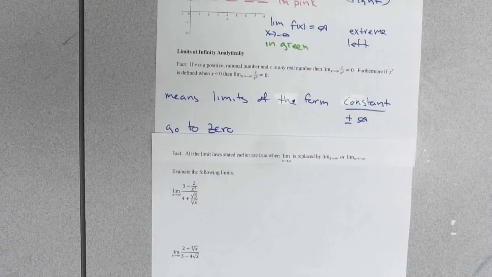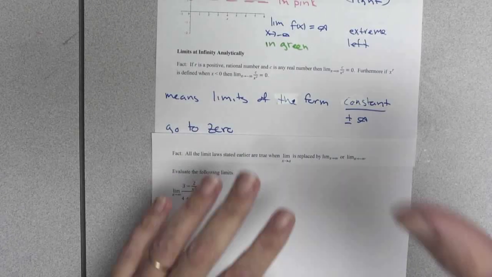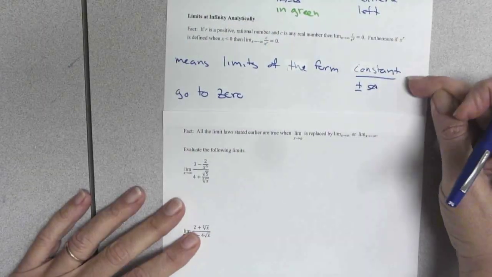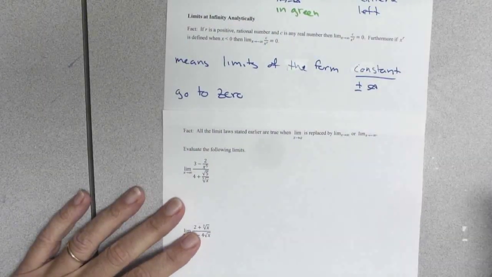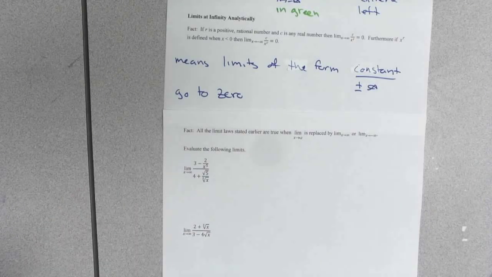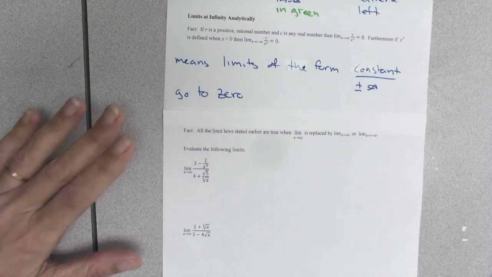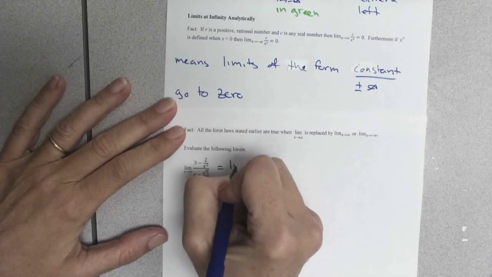Fact: all the limit laws stated earlier are true when the limit as x approaches a is replaced by the limit as x approaches infinity or the limit as x approaches negative infinity. So all of our limit laws that we had before are still true, meaning that I can do this. Because basically I have a new form right now, that the form constant over infinity or negative infinity goes to 0. So I can incorporate that new form into my problem.